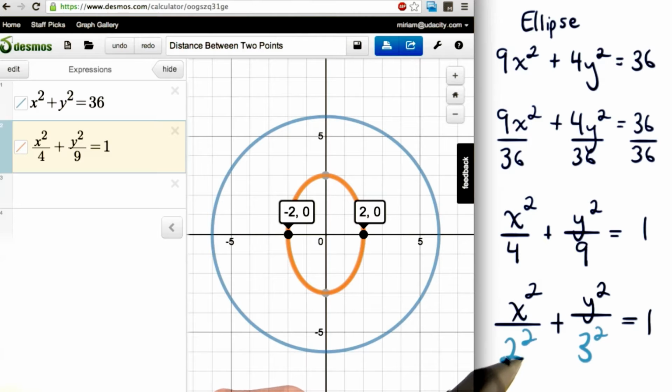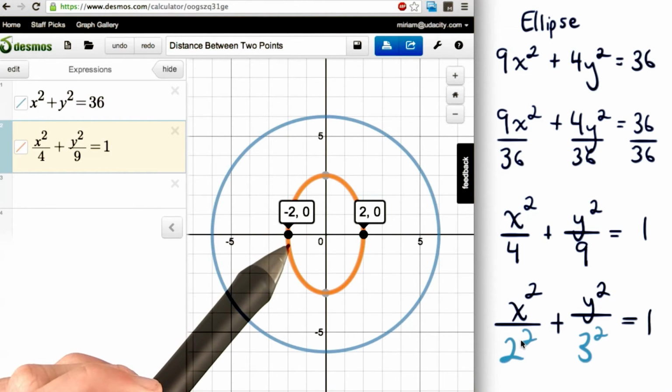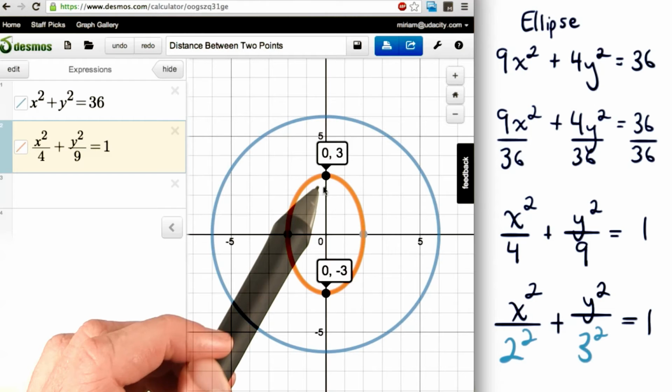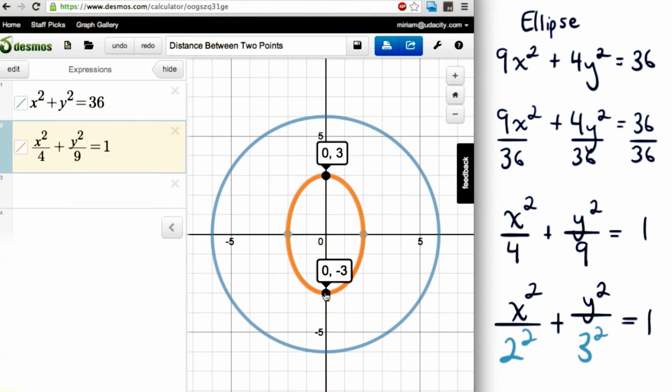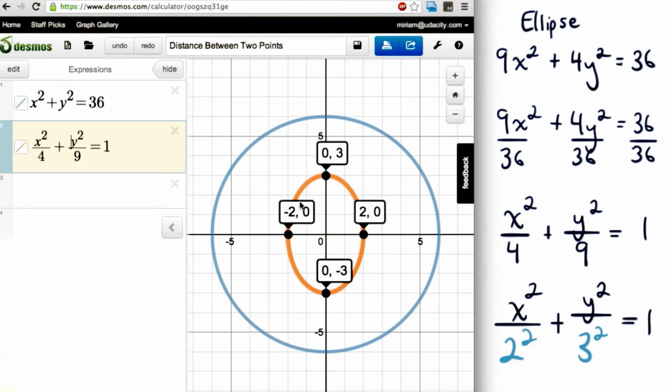So since this is a 2 squared, we move 2 units to the right from the center and 2 units to the left from the center. The squared number under the y squared term tells us to move 3 units up and 3 units down from the center. This gives us our same 4 points, and we're able to graph our ellipse.